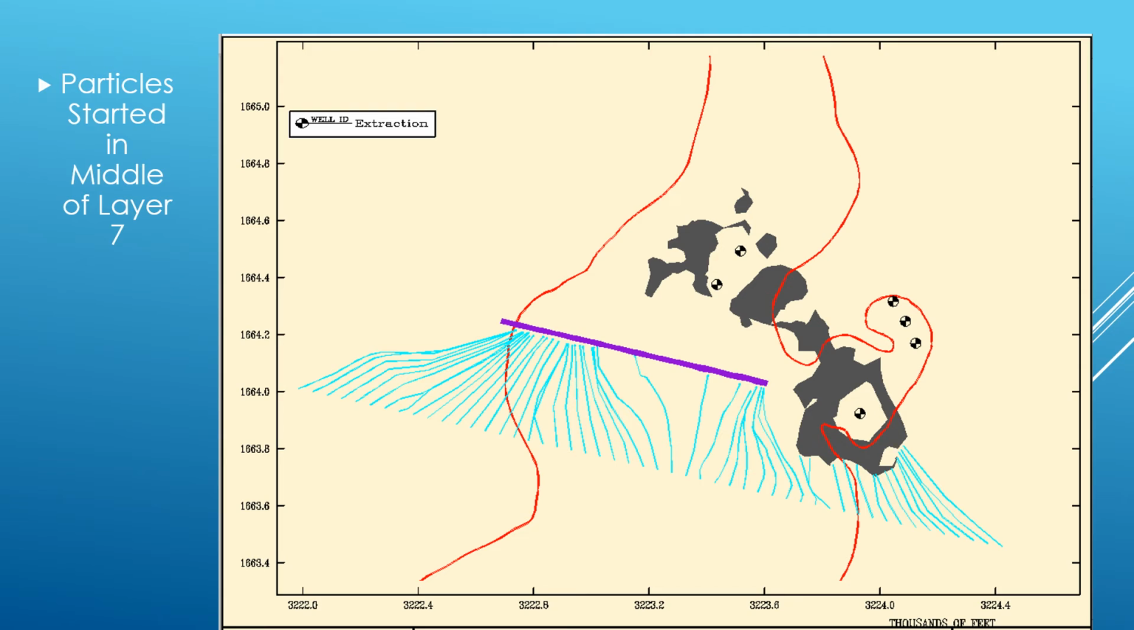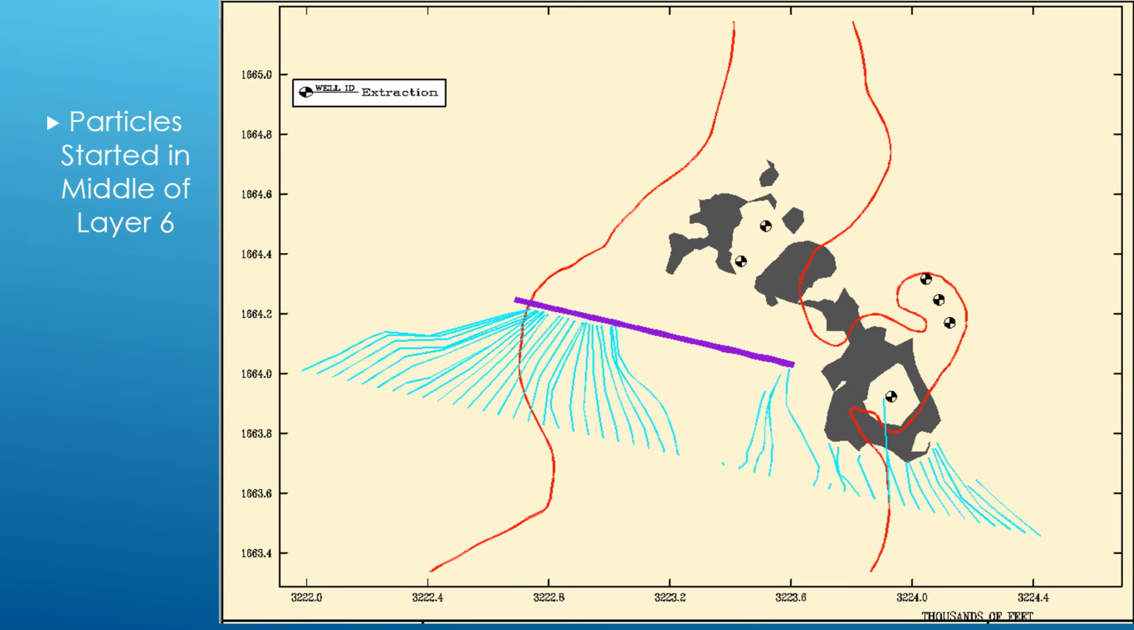Although most of our evaluations were based on particles that were started at the water table, we also looked at the effects of starting particles within each of the three model layers used to represent the saturated portion of the alluvium in Weathered Dawson. This slide shows particle tracks started in the middle of the uppermost layer. So this would be close to the top but below the water table. This slide shows the particle tracks that were started in the middle of the Weathered Dawson.